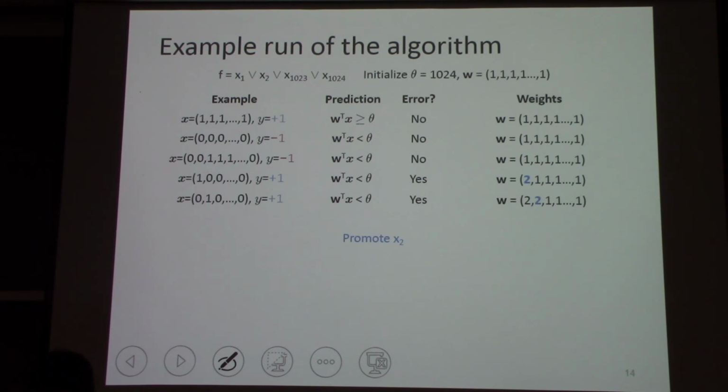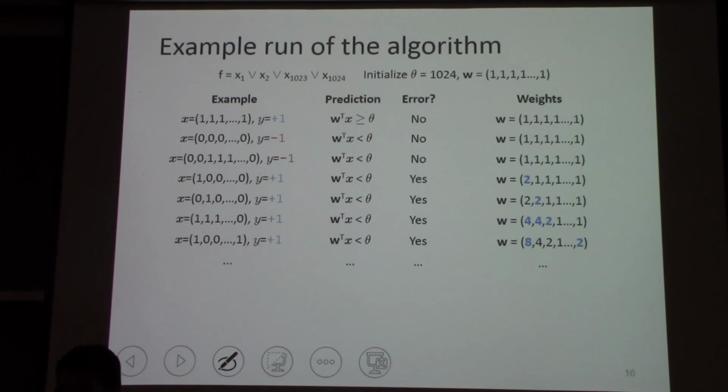Okay? Another example comes in, and let's make another mistake. This time we make another mistake on a positive example. Our current weight is this, on top, and the input is this, so only x2 is in the input, so the score is 1 minus 1024, which is less than 0, so the prediction is -1. We made a mistake, so we promote the second feature, so the resultant weight vector gets a 2 in the second entry, and this goes on. We keep doing this every time we make a mistake. We only promote those features that are in the input. Is the game clear?